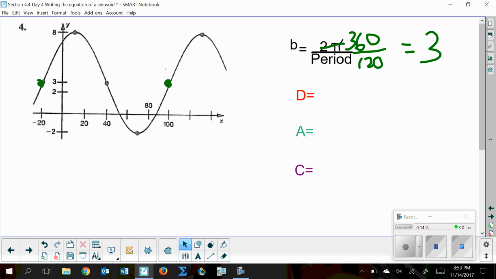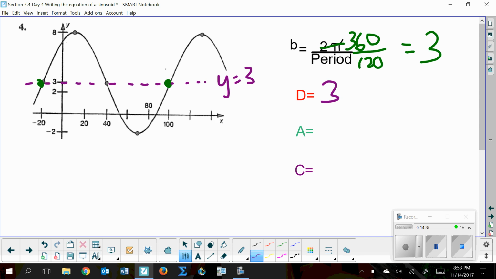Our d value, I'm going to draw that one in purple, and that looks like our d value right here is the line y equals 3, so our d value is 3. Our amplitude, I'm going to do it non-mathematically just by counting, and I can see that it has a height of 5.